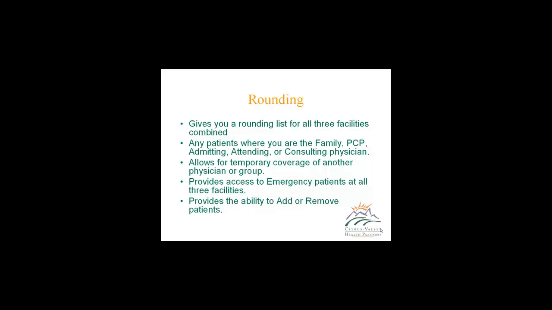Rounding. PWM gives you a rounding list for all three facilities combined. Any patients where you are the family, PCP, admitting, attending, or consulting physician will automatically display on your rounding list. It allows for temporary coverage of another physician or group. Provides access to emergency patients at all three facilities. Provides the ability to add or remove patients.